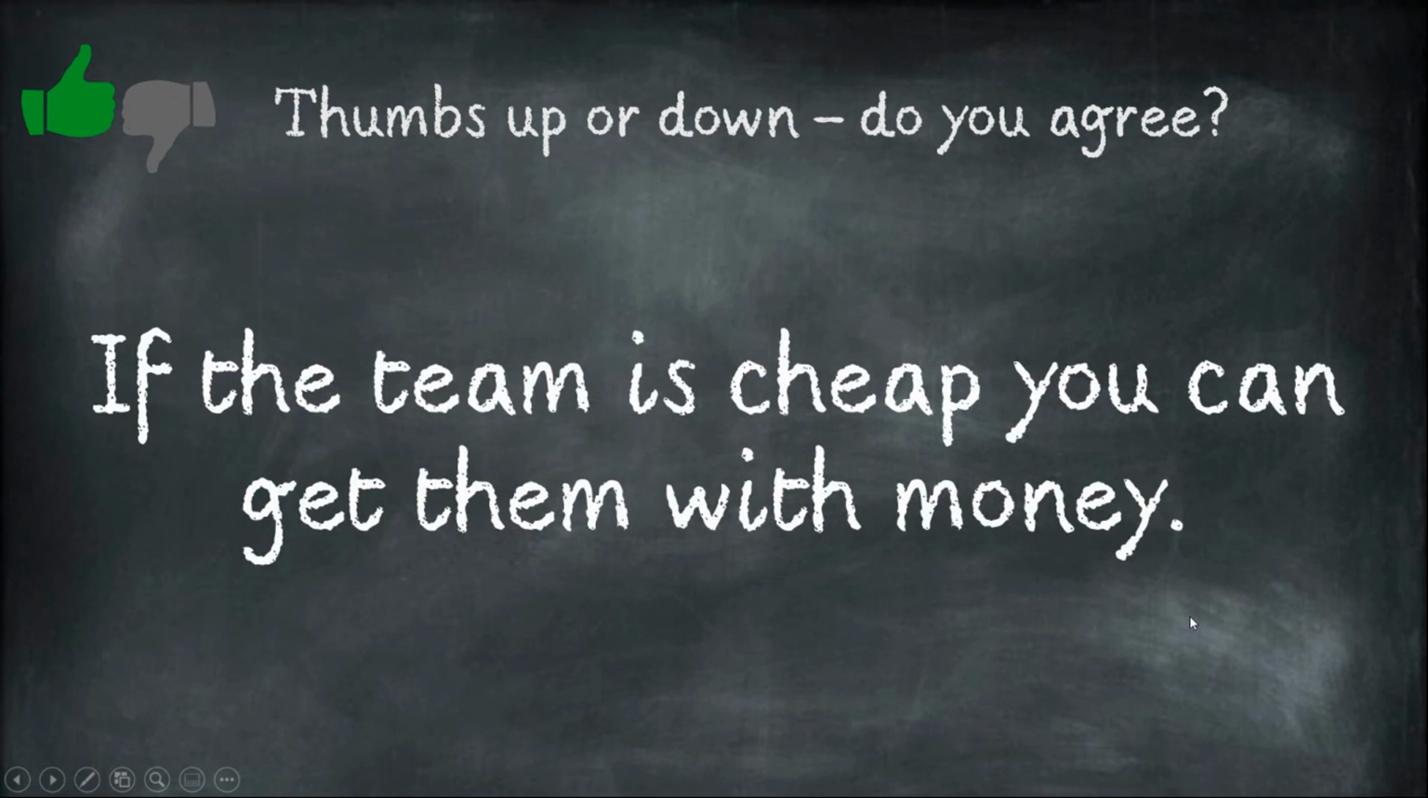Let's read this sentence. What do you think? Does it make sense? If the team is cheap, you can get them with money. Well, I suppose you can buy something if it's cheap with money, can't you? Let's read it one more time. If the team is cheap, you can get them with money. Lots of different E sounds being represented there.